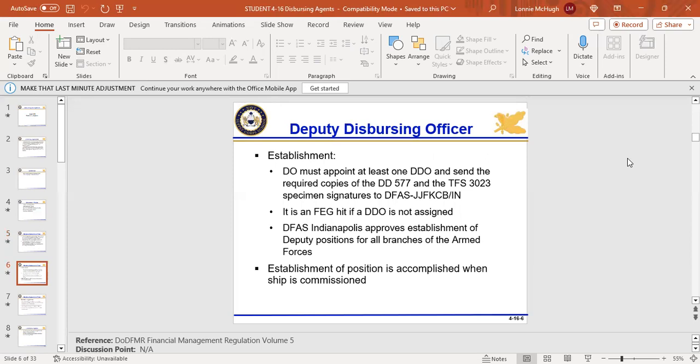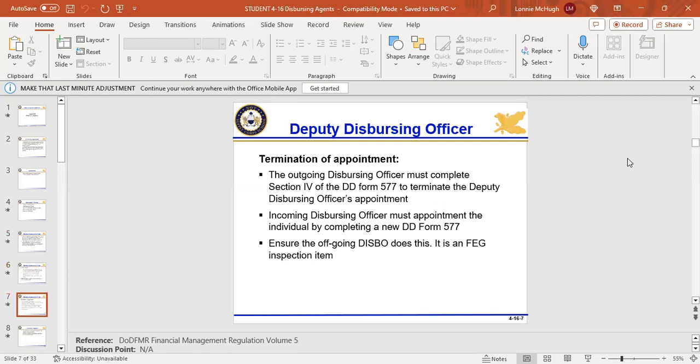Okay, so the deputy dispersing officer position is established by submitting the DD 577 to DFAS. It is a field examination group hit if you do not have a deputy assigned. And if you want to terminate your dispersing or your deputy dispersing officer, you'll use that same form 577 and you'll complete section 4. And section 4 states that they were terminated on this date for this reason. So typically that is rotation or something along those lines.